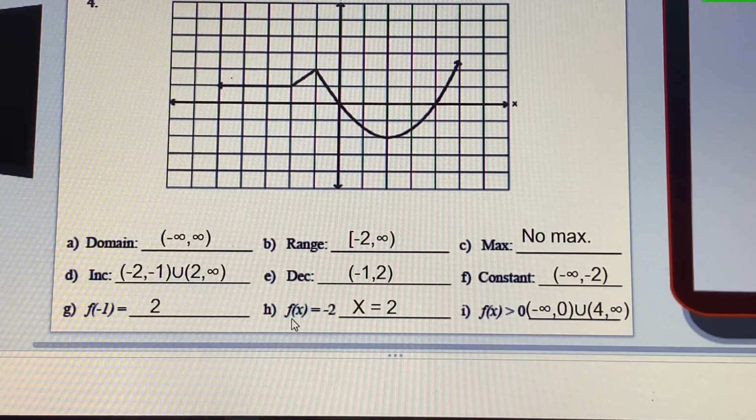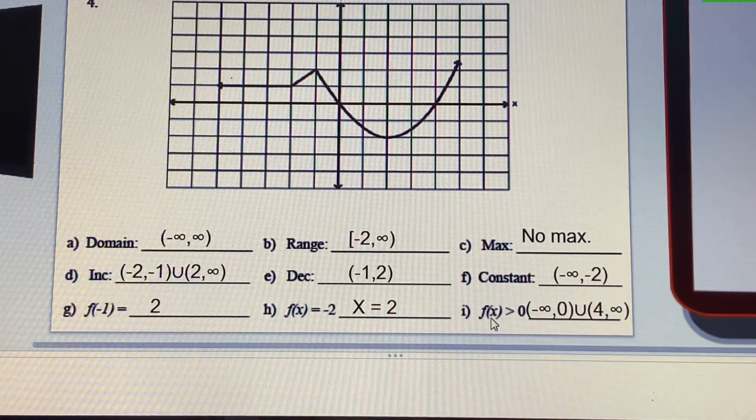Part H is just the opposite. Part H says f of x equals -2. F of x is the same thing as y. So this one is telling you y equals -2, and it's asking you for x. So where y is -2, start at your origin, -1, -2. All along here is where y equals -2. It touches the graph only once, that's right here. And at that point, x is 2. Okay, you can count over from the origin, 1, 2. So your answer for that is x equals 2.